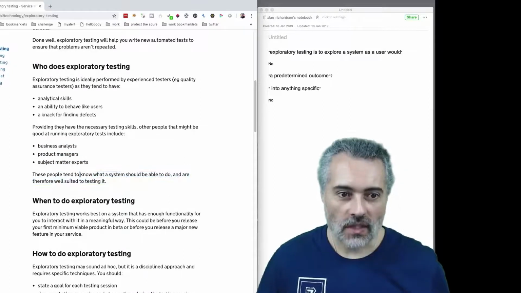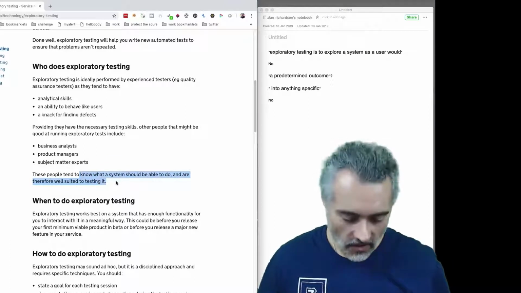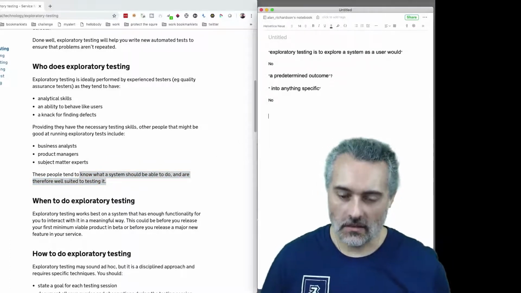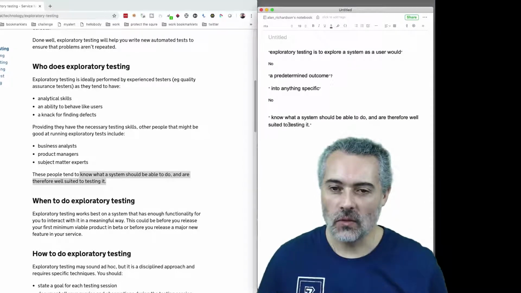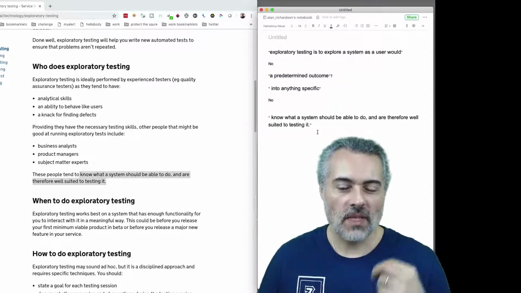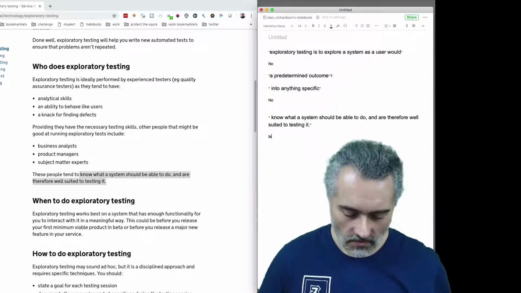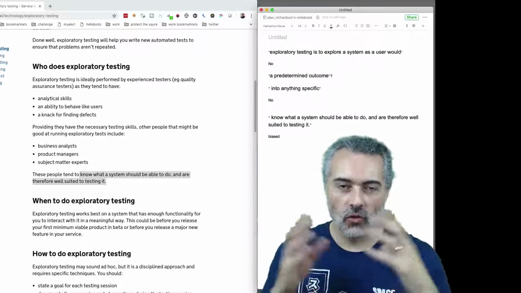If you know what a system should do, are you then well suited to test it? If you know what a system should do, then you are well suited to exercise paths with predetermined outcomes, but you might be biased because of the knowledge that you currently have.